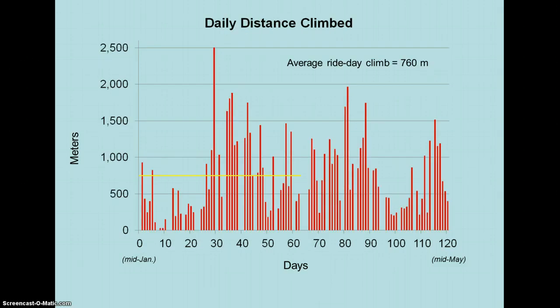The daily distance climbed is shown here. Again, now on the y-axis we have meters. On the x-axis we have days. You can see that one day we had a climb of about 2,500 meters. And our average ride day climb was about 760 meters, or about a half mile in climbing each day that we rode.